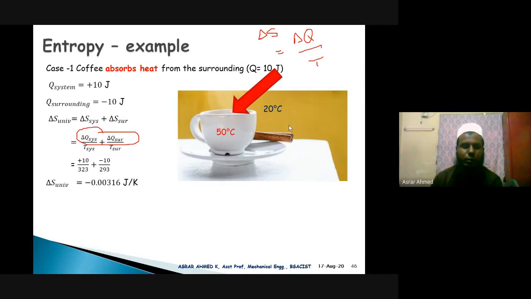Just let us say, for example. This is a negative value. So what does it mean? But delta S of universe is always greater than 0.